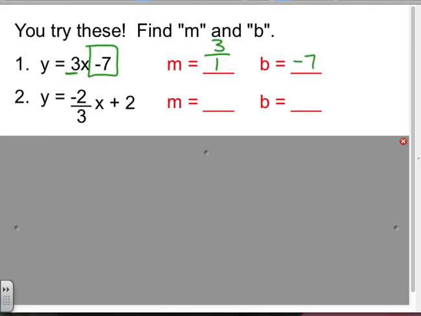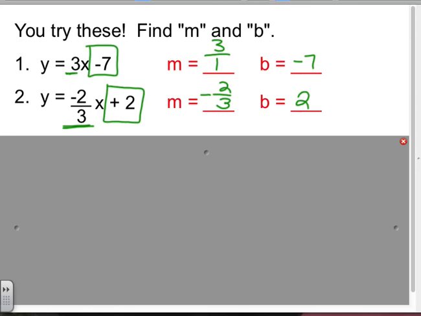Let's look at number 2. Y equals negative 2/3 x plus 2. The slope is m. It's attached to the x. This is the slope. Negative 2/3. B is the y-intercept. It is the number that's hanging out on the far right-hand side of the problem. In this case, it's a positive 2.